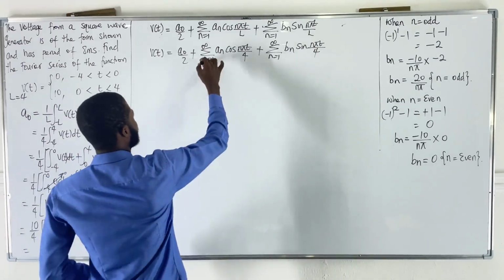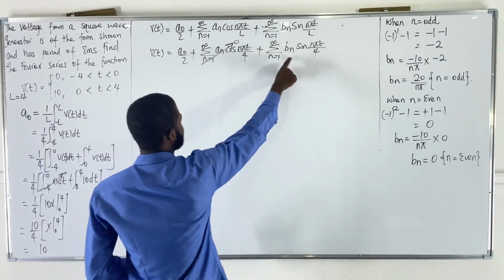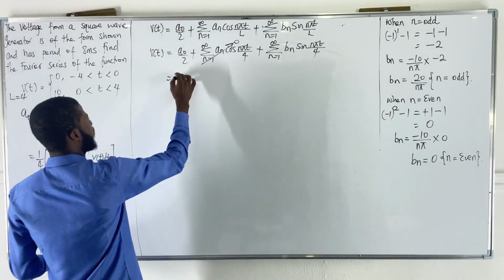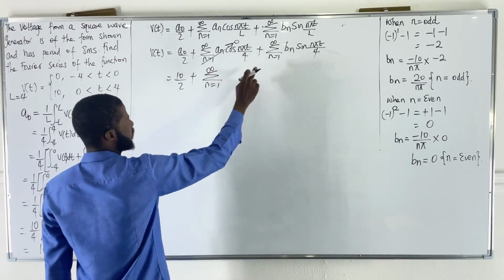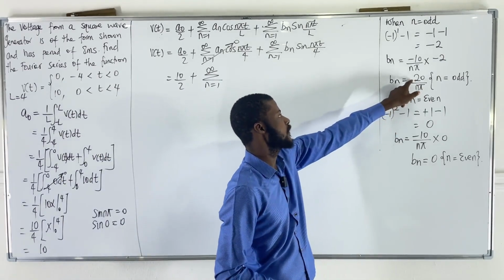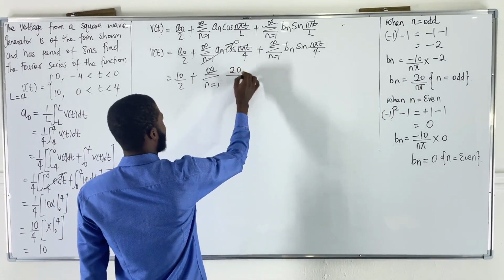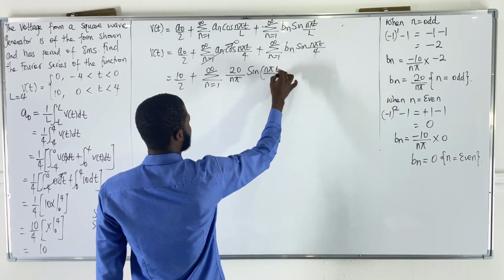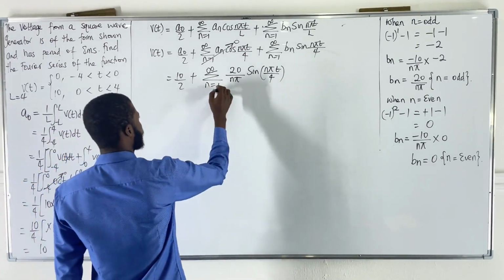Now, this part will be 0 because we had 0 here. So a sub n is 0, so it's gone. So the only two remaining are a naught and b sub n. Now, a naught is 10. So this will be 10 over 2 plus the sum from n equal to 1 to infinity. Now, b sub n, the only useful value is this one. So we're going to be having 20 over n pi, and then sine n pi t over 4. But remember that n is always odd.